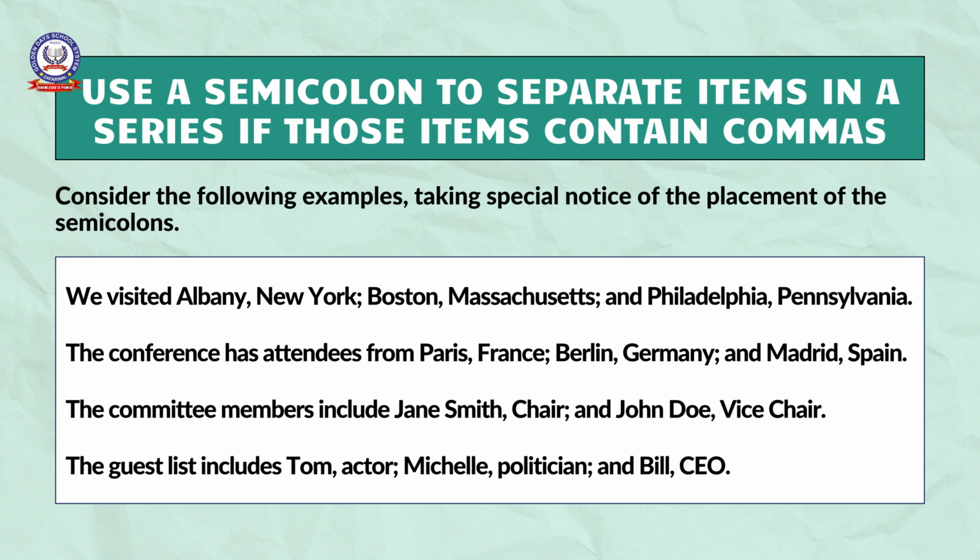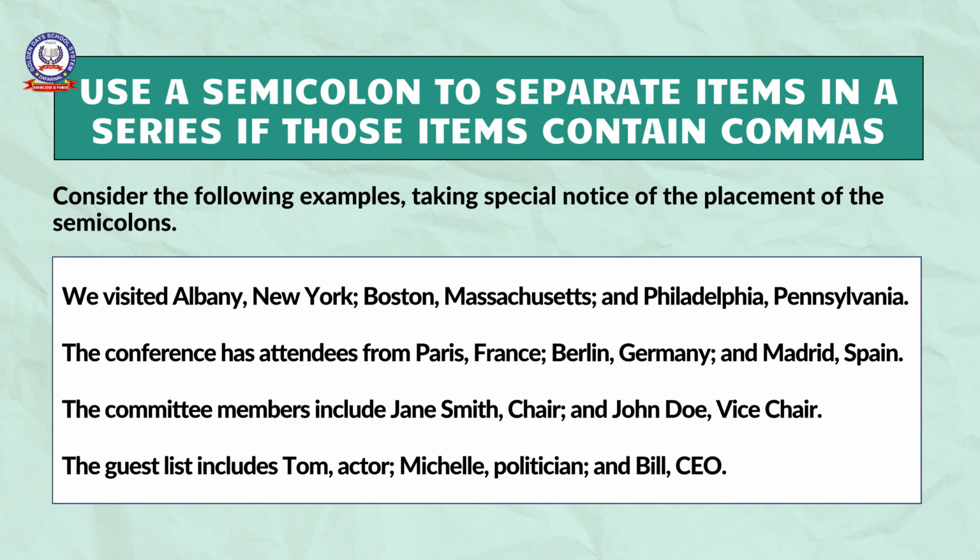Use a semicolon to separate items in a series if those items contain commas. Consider the following examples, taking special notice of the placement of the semicolons. We visited Albany, New York; Boston, Massachusetts; and Philadelphia, Pennsylvania. The conference has attendees from Paris, France; Berlin, Germany; and Madrid, Spain. The committee members include Jane Smith, Chair; and John Doe, Vice Chair. The guest list includes Tom, actor; Michelle, politician; and Bill, CEO.